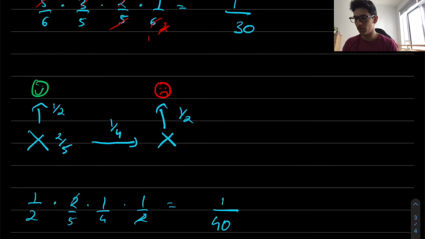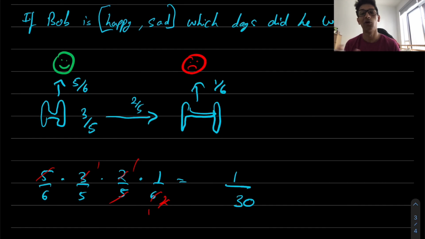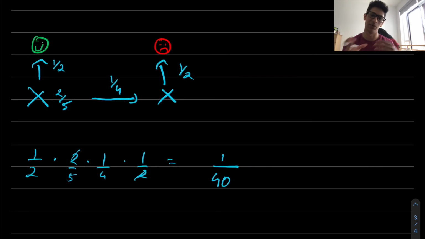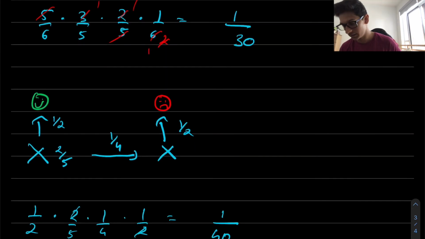So it's more likely that he worked out both days than that he didn't work out both days, given that he was happy on the first day and sad on the second day. Once you calculate all four of these probabilities, the next two being he worked out on the first day and didn't work out on the second day, and he worked out on the second day and didn't work out on the first day, if you add all of the probabilities up, 1 over 30 plus 1 over 40 plus whatever else you get, it won't actually add up to 1.